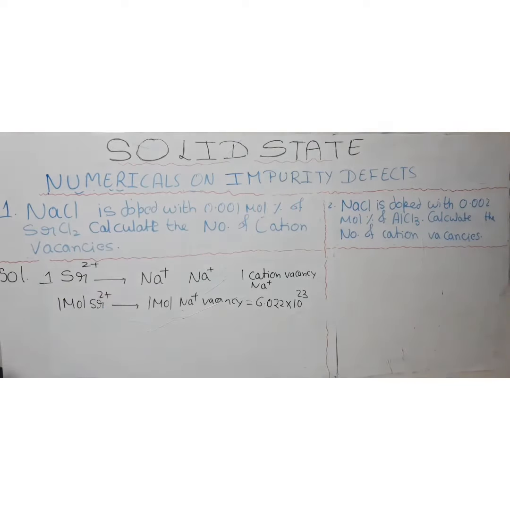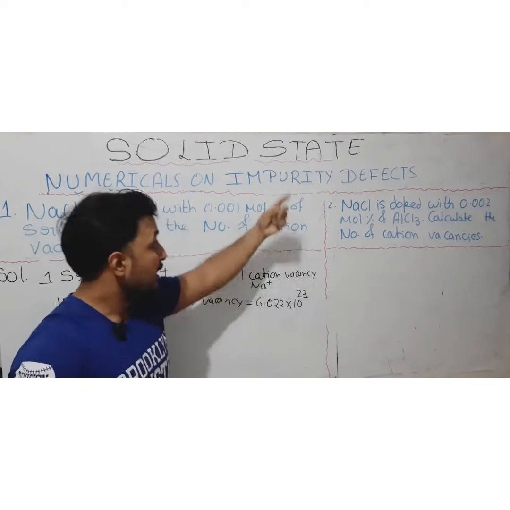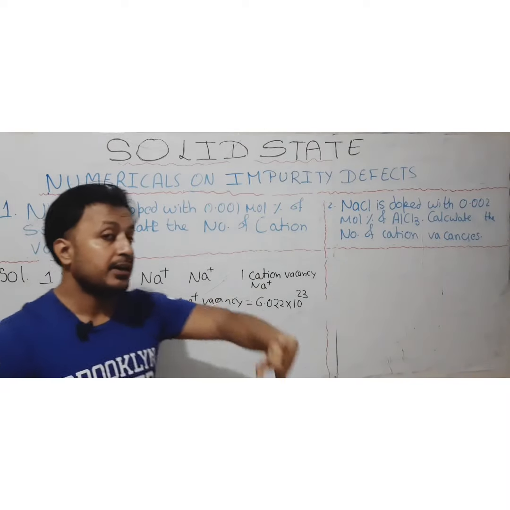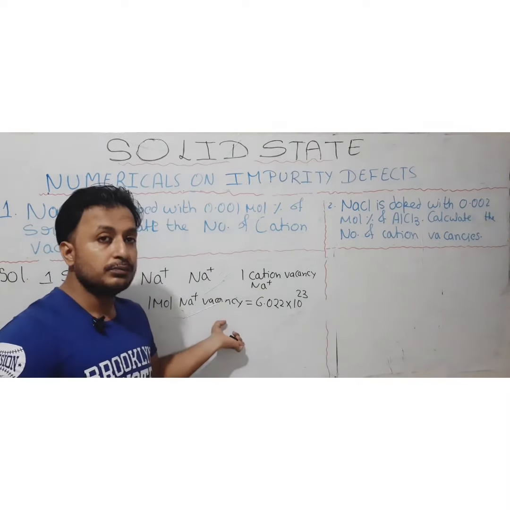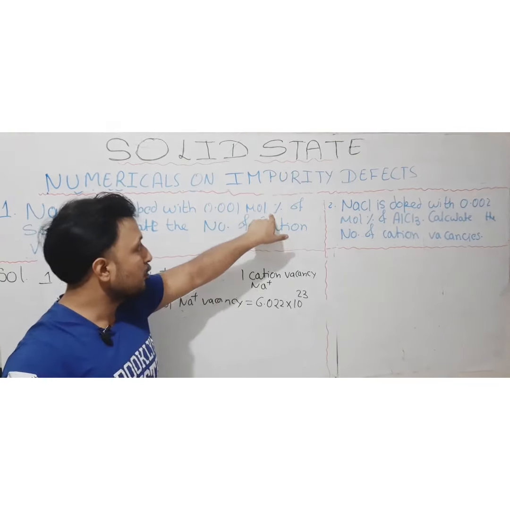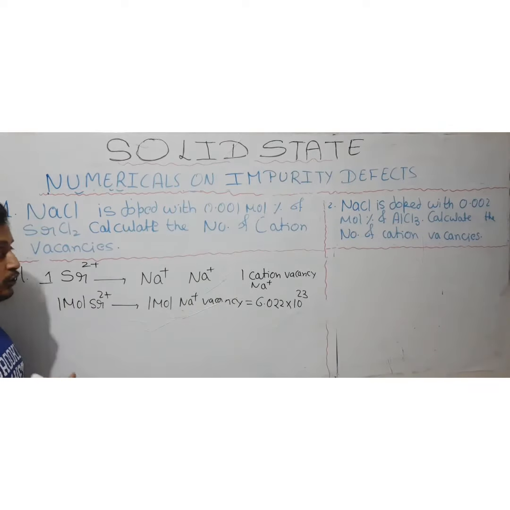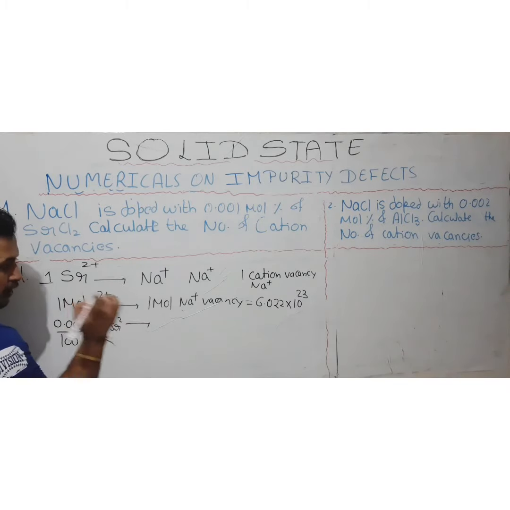Now we have to calculate, if 0.001 mole percentage of strontium ion is introduced, then how many cation vacancies are there. So now we are going to use simply a unitary method, but as it is given in mole percentage, we need to convert this mole percentage into the fractional form. For that we need to divide the value by 100. So it means that 0.001 mole percentage, we will be converting it into fraction by dividing it by 100 mole of strontium ion when introduced. Then how many vacancies will be there?